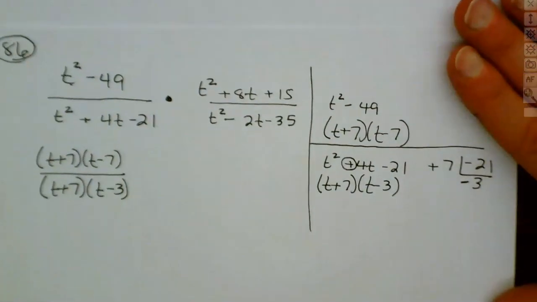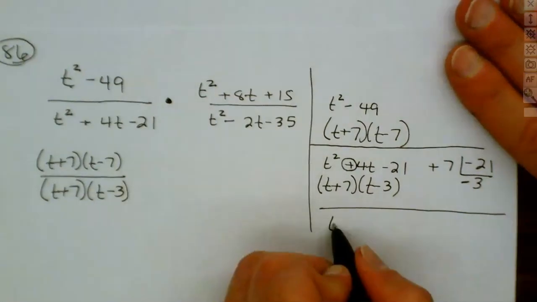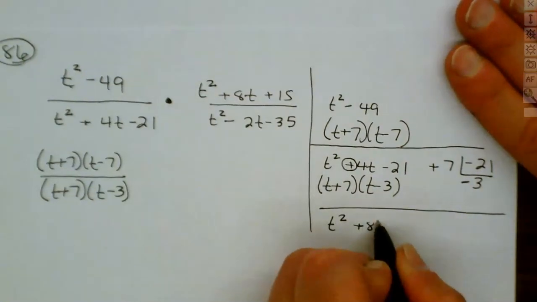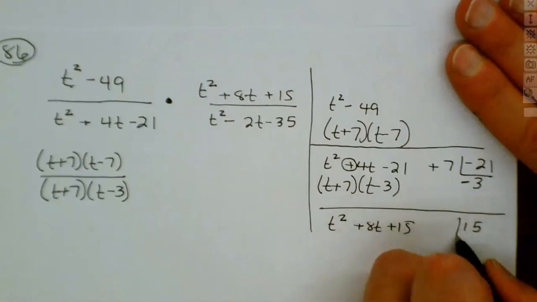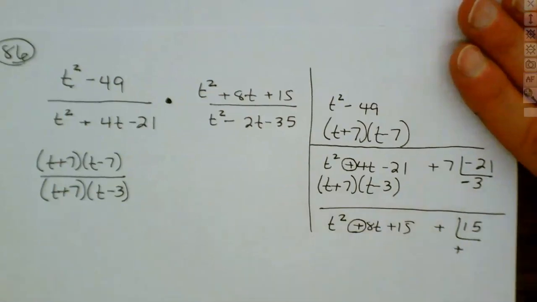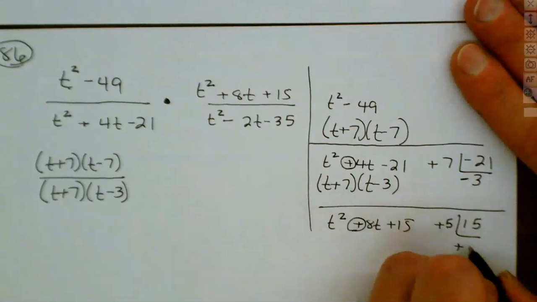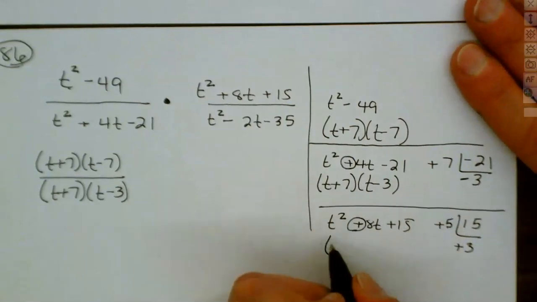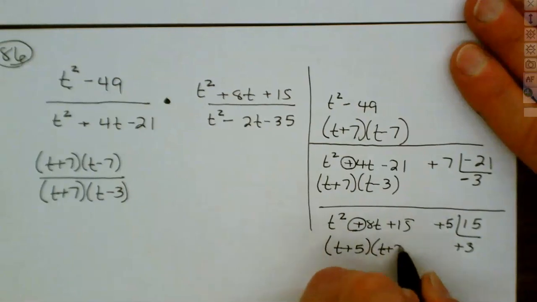What about the next piece? Well, factor again. T squared plus 8t plus 15. 15 goes in the box. The sign in the middle is positive. Not very many factors of 15. 5 and 3. That's about all we can do to get 8. So t plus 5, t plus 3.